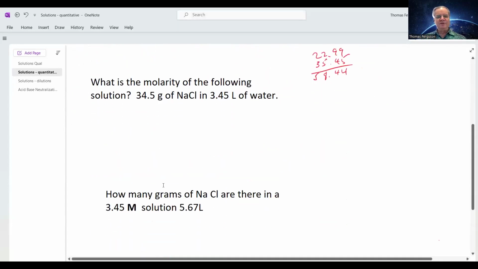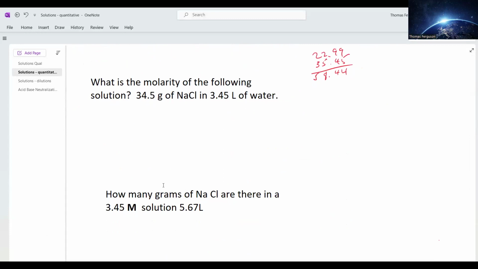Okay, so what I want to do today, there are many ways to make a solution. One way is with dry ingredients. That's what we did last time. So I want to go over an example of that today. The other way is to dilute a concentrated liquid. That's what I'm going to do today. And they're sort of the same, but sort of different.